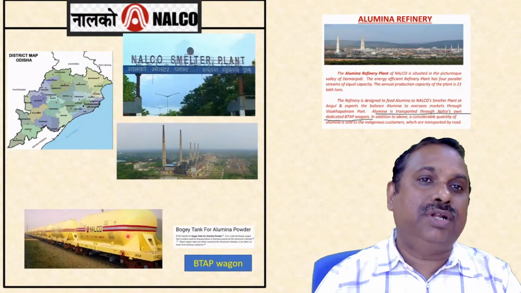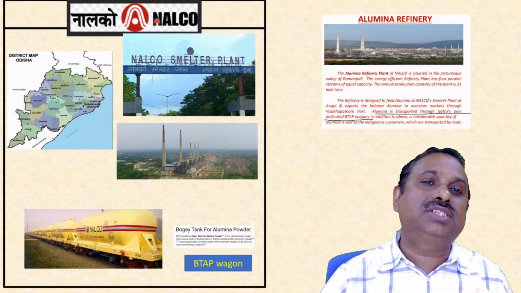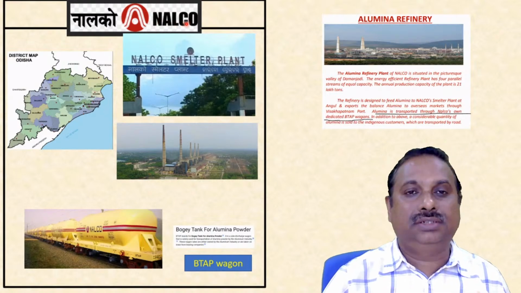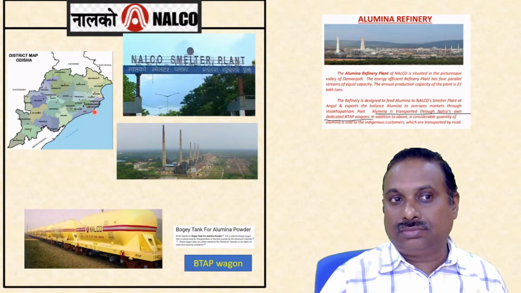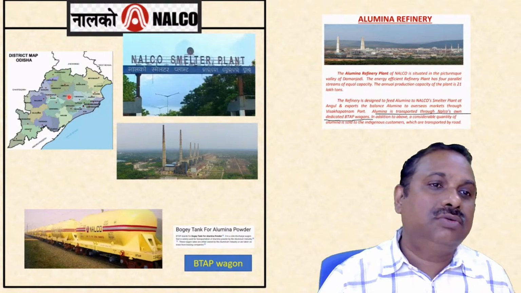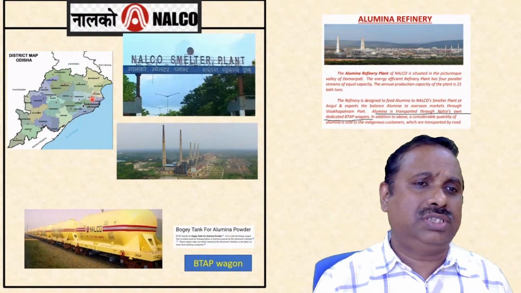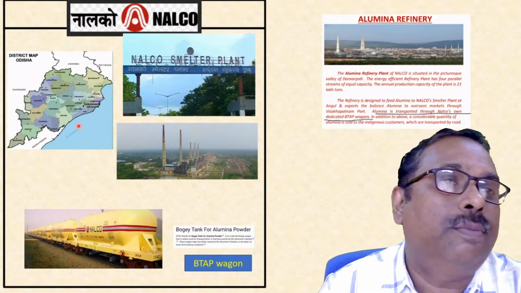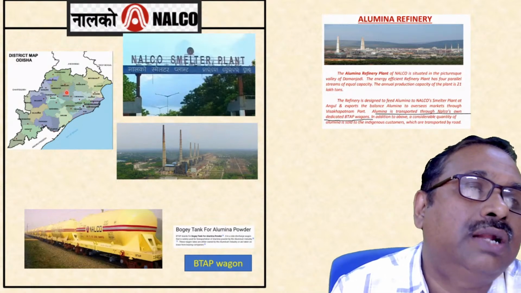Let us take the example of NALCO. NALCO, the full form is National Aluminium Company. NALCO is situated in Odisha. Please refer to this. This is the map of Odisha. The NALCO manufacturing unit is in Anugul. This is the central part of Odisha.